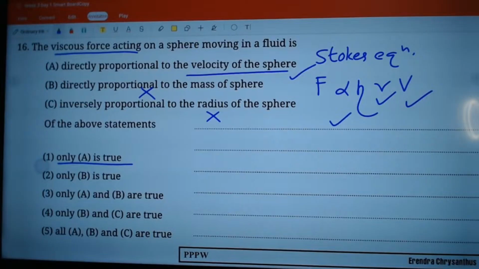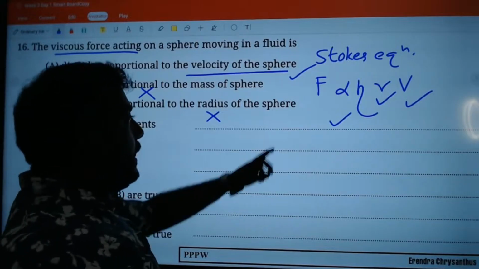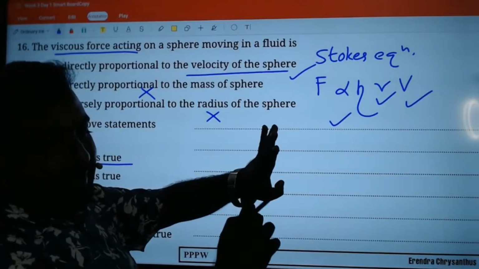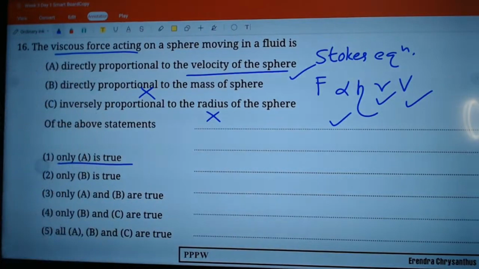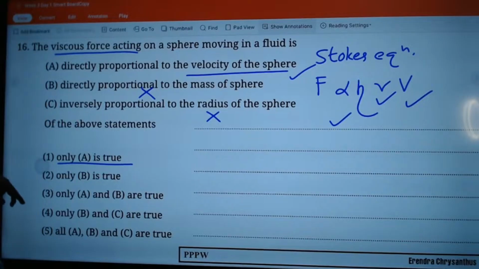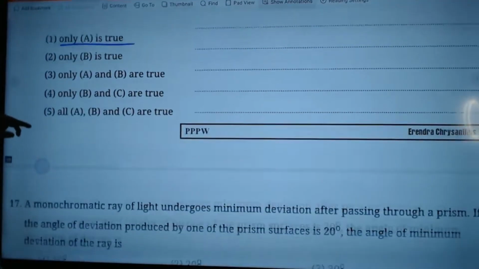According to Stokes law, the viscous force depends on eta, R and V. Okay.